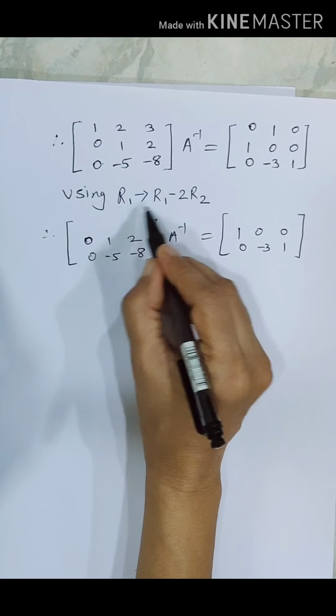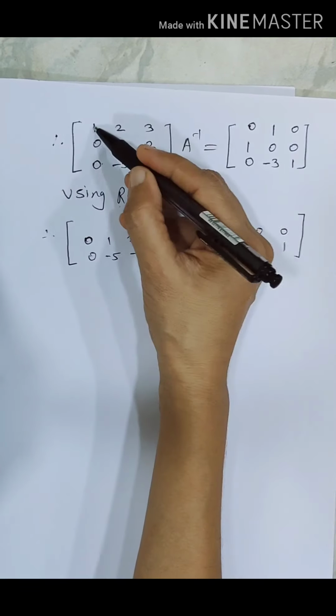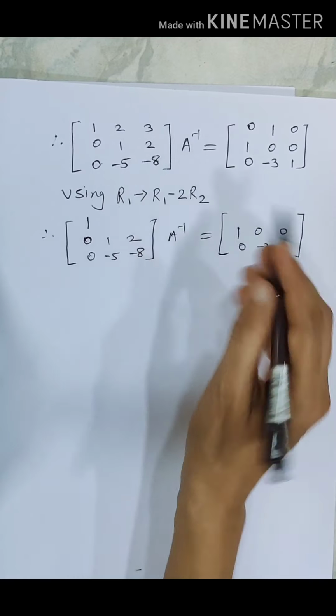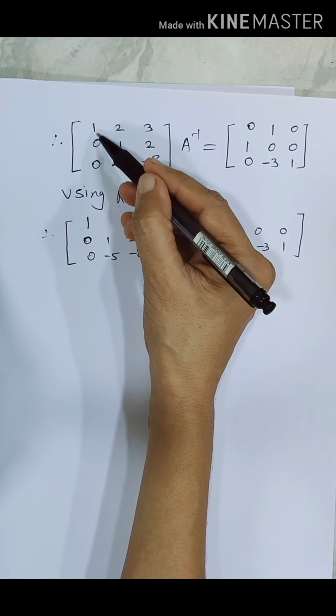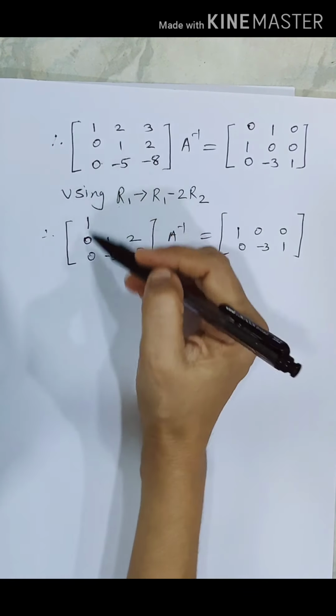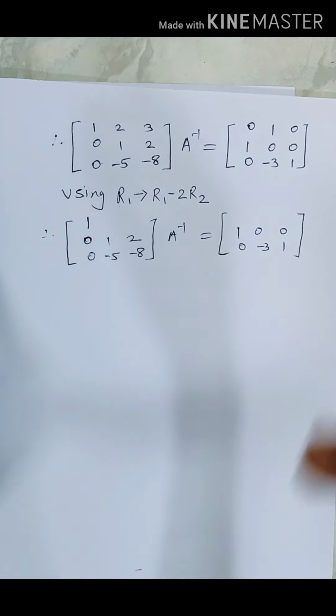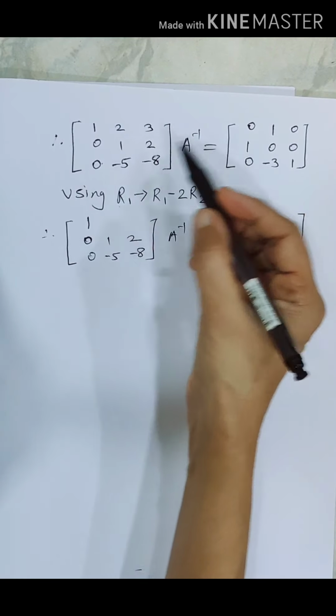Okay. Now, R1 changes to R1 minus 2 R2. So 1 remains as it is. You'll have to see that whatever we have already adjusted, this element should not get changed. There should not be any change here. So, it should remain as is. Otherwise, again, repeatedly, we'll have to use different operations.